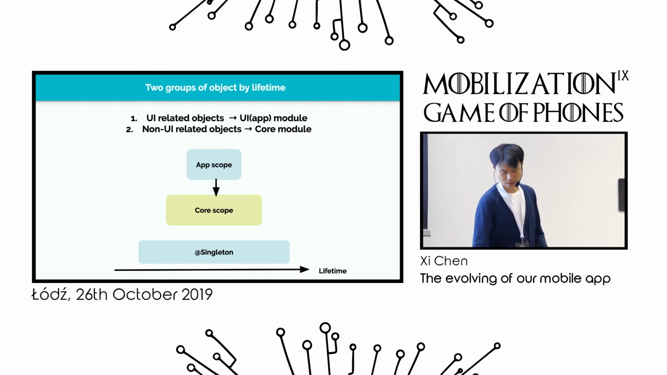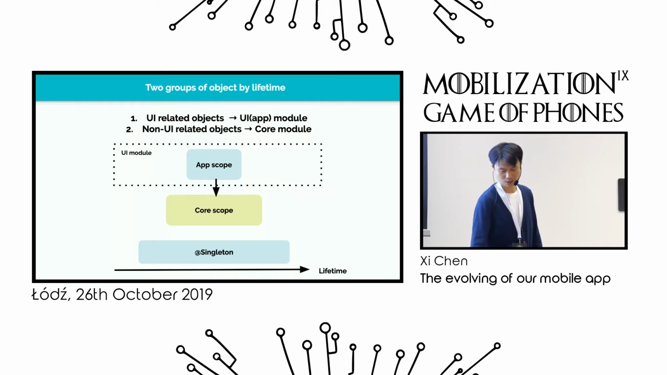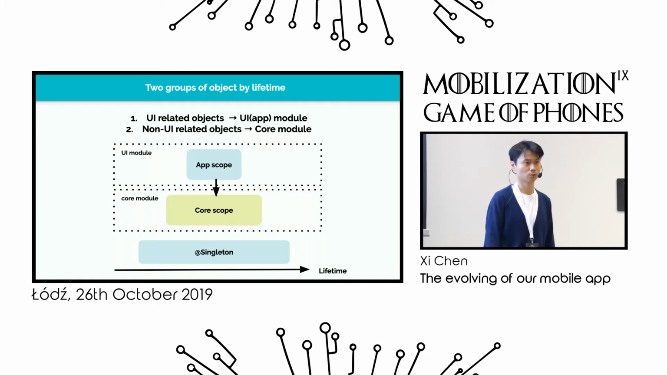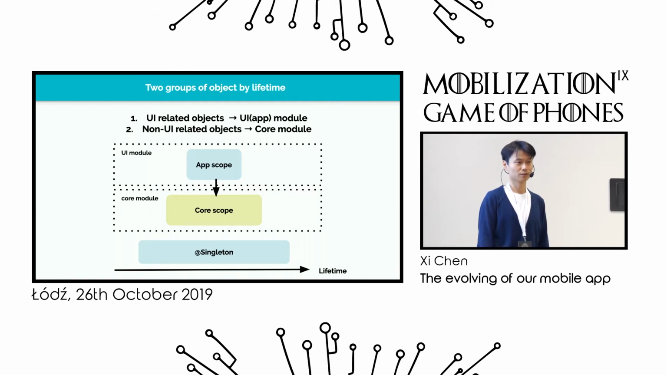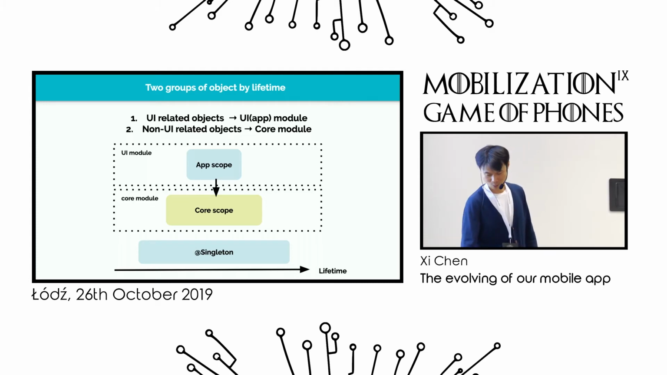And the app scope has kind of a dependency on the core scope. And this is our UI module. This is our core module. Does that make sense to you? I hope.